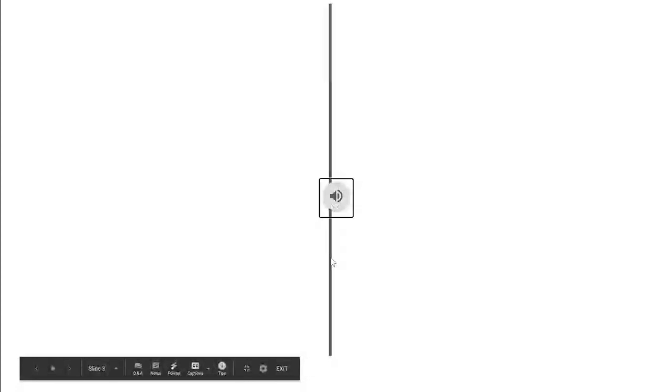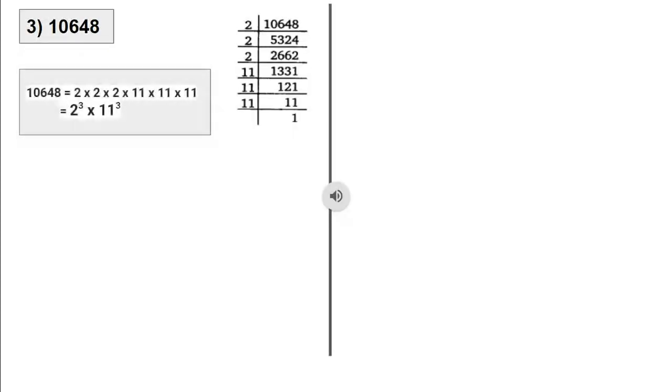Now third one is 10,648. By taking factorization, we will get 2 into 2 into 2 into 11 into 11 into 11. That means 2 cube into 11 cube. So cube root of 10,648 is 2 into 11, that is equal to 22. Clear? Now let's see question number 4.